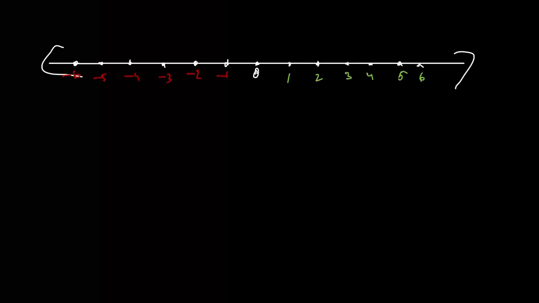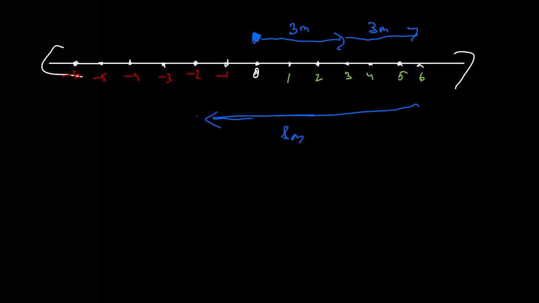Let's just imagine a graph right there and draw a dot. The dot is going to move 3 meters to the right, 3 meters to the right, and another, let's say, 3 meters to the right, but then the dot is going to come back, let's say, 8 meters, and another 2 meters to the left.